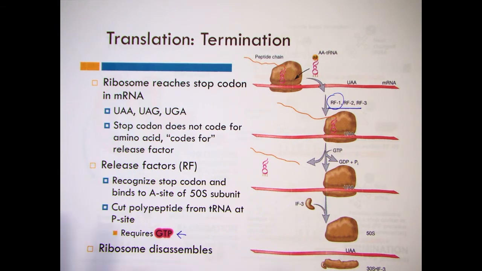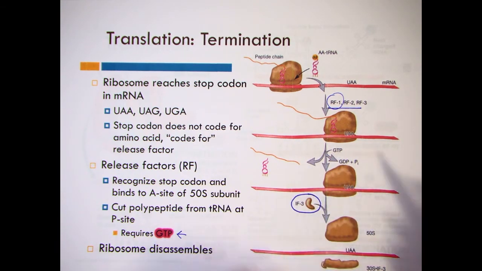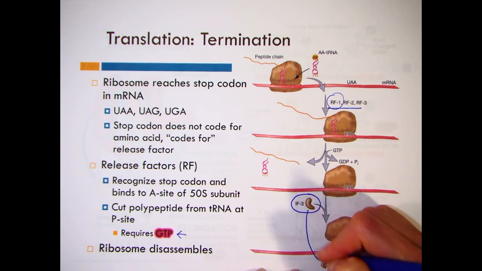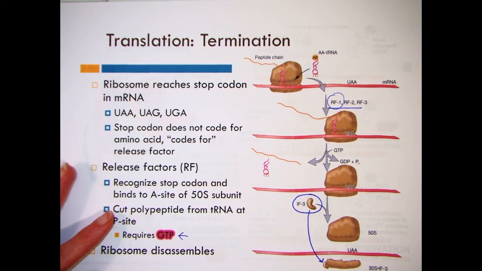So as soon as the ribosome disassembles, initiation factor 3 will come on, and it attaches to the end of the small subunit. And so you guys might remember what initiation factor 3 does is prevent the large subunit from joining the small subunit until the messenger RNA and the initiator tRNA are in place. And so as soon as the ribosome is disassembled, initiation factor 3 will join.